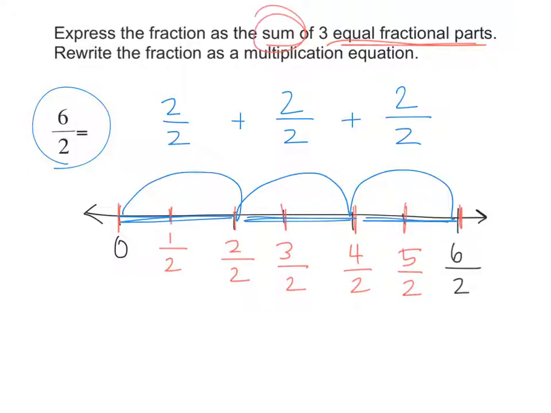Yeah. Okay. Then I need to rewrite the fraction as a multiplication equation. So if I have 2 halves plus 2 halves plus 2 halves, how can I write that as a multiplication equation? Junebuk? 3 times 2 halves. Okay, you don't really need the parentheses, but putting them there won't hurt either.